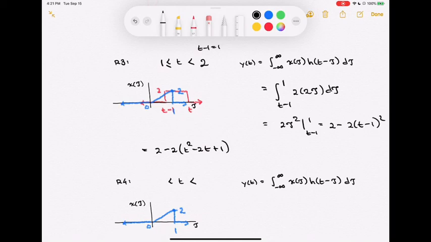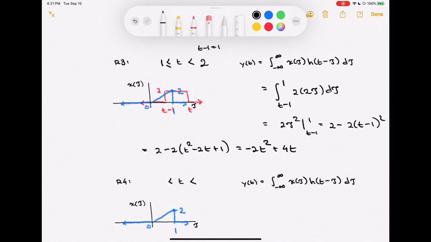Now what you'll see in there is that I get a 2 minus 2, so the 2's cancel, and I'm going to have a minus 2t squared, and then I'm going to have minus 2 times minus 2t, that's going to be plus 4t. So I should have a minus 2t squared plus 4t. And that's probably as simplified as I'm going to get it.